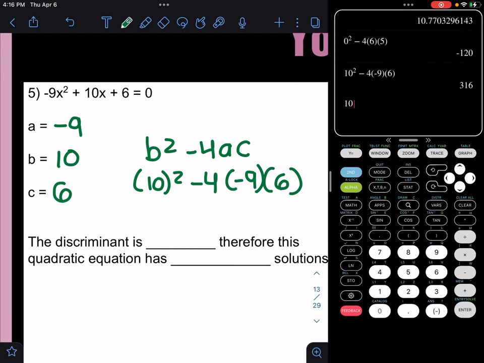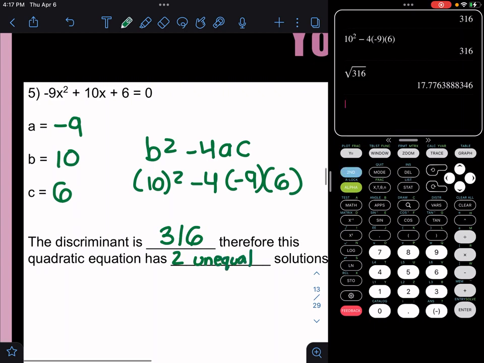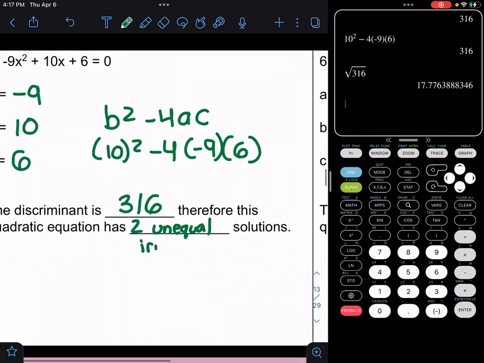Let me type this in real quick. 10 squared minus 4, A is negative 9, C is 6. I don't know why, I just feel like I typed it wrong. Nope. The discriminant is 316, which means it has two unequal solutions. And even further, let's see, is 316 a perfect square? It is not, so two unequal irrational solutions.